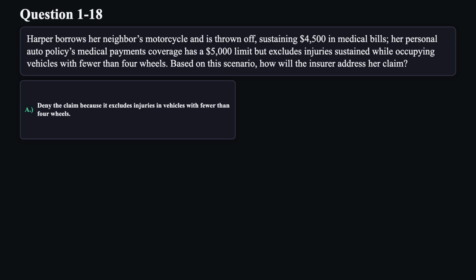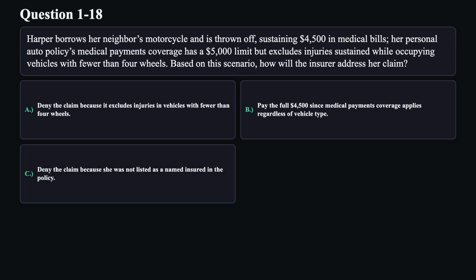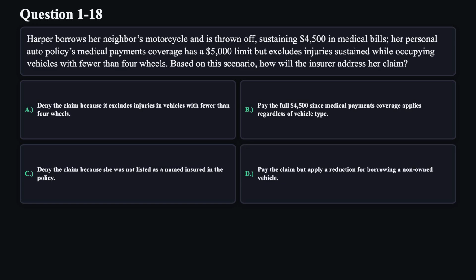A. Deny the claim because it excludes injuries in vehicles with fewer than 4 wheels. B. Pay the full $4,500 since medical payments coverage applies regardless of vehicle type. C. Deny the claim because she was not listed as a named insured in the policy. D. Pay the claim, but apply a reduction for borrowing a non-owned vehicle.